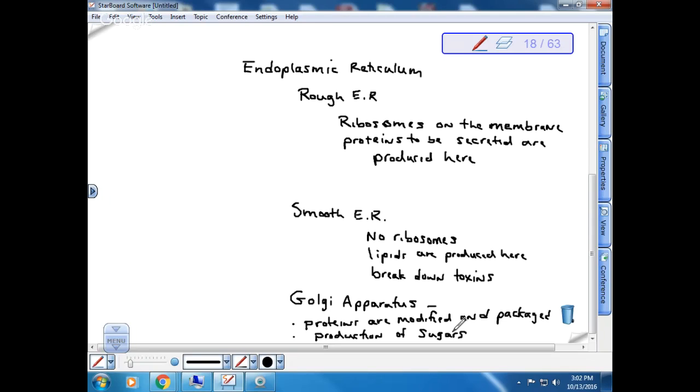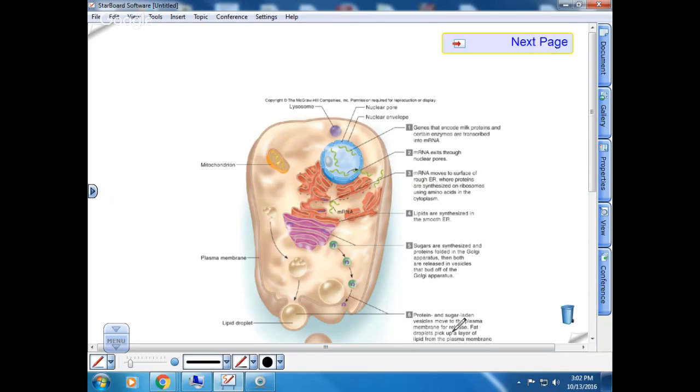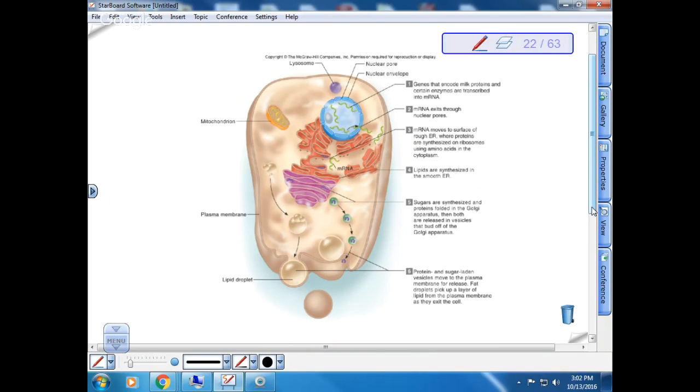Okay, so let's look at your handout that I gave you with the breast milk versus the formula. On the back of that handout, there is a diagram that shows a very specialized cell, which is a mammary gland cell. Now, inside the mammary gland cell, we have the nucleus, right? That is where the genetic material is found, so the genes that code for the proteins that need to be turned on in order for milk to be produced are found there.